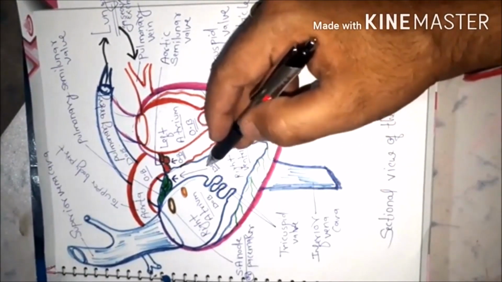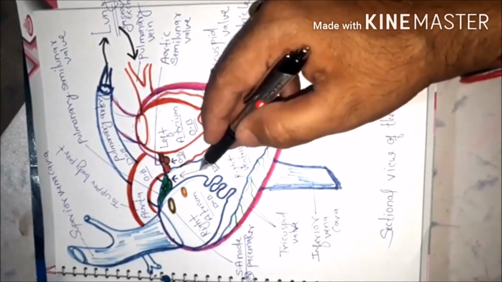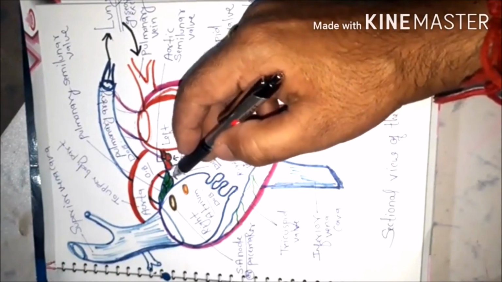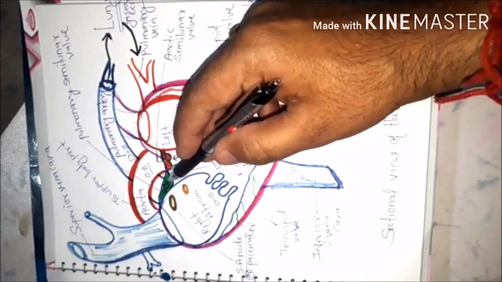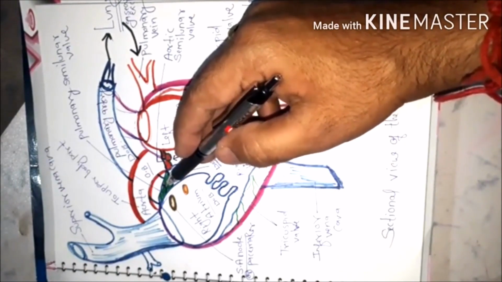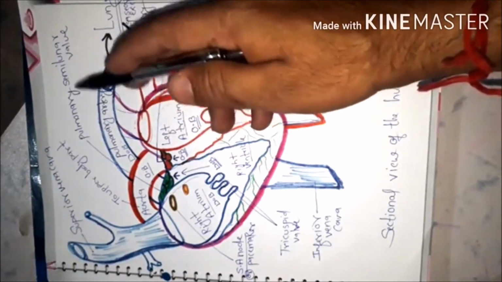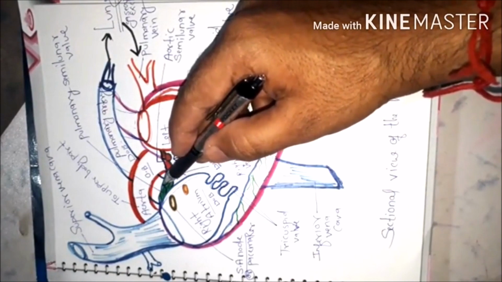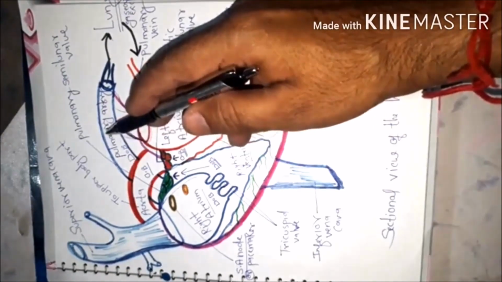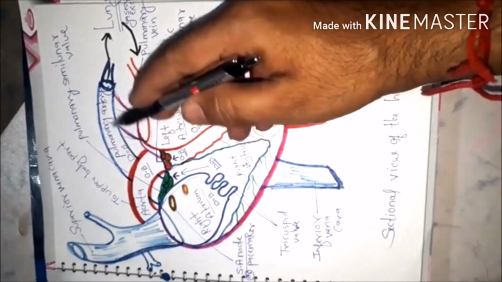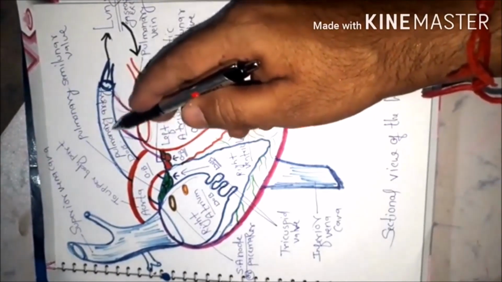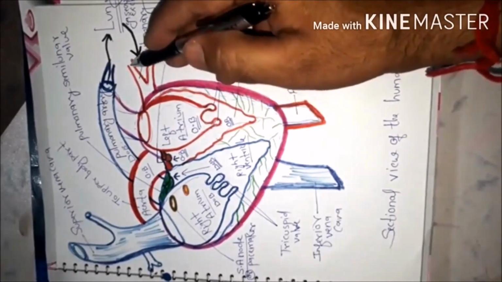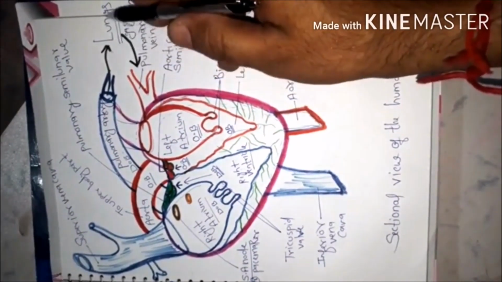Then, due to the high pressure in the ventricle, pressure is exerted on this valve, that is the pulmonary semilunar valve. As a result, this valve will open and all the deoxygenated blood goes into the pulmonary artery, and by this artery all the deoxygenated blood goes into the lungs.